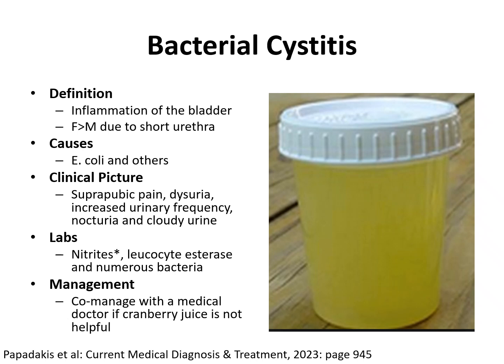Labs would involve ordering a routine analysis of the urine. So this is a routine urine analysis. You're looking primarily for nitrites. The presence of nitrites indicates the bacteria that are causing the infection contain an enzyme known as nitrate reductase.